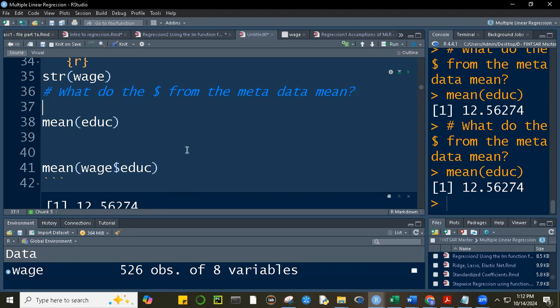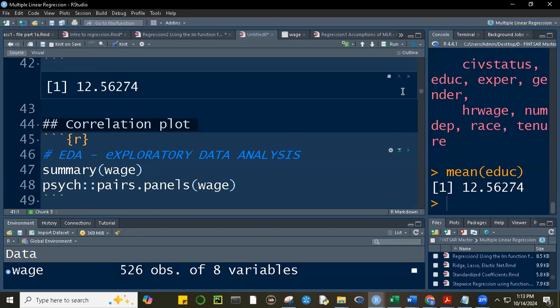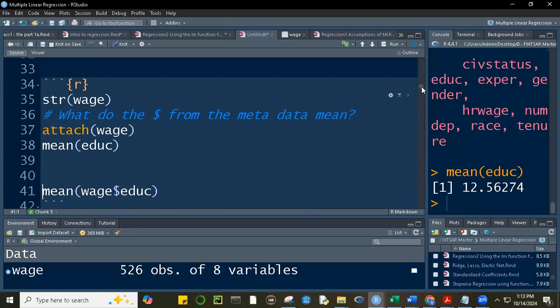Kasi I did something here. I run attach, then wage. Okay, so this is the function, this is the code that I run so that I'm able to access the variables themselves without having to type wage and then dollar. So if I run this, attach wage, control enter, and you may try it if you want lang, no? Kasi hindi ko alam kung magre-respond kayo, no? Mean education, ayan, nakuha, no? Yung mean education. Okay? So naka-attach yan, class, no?